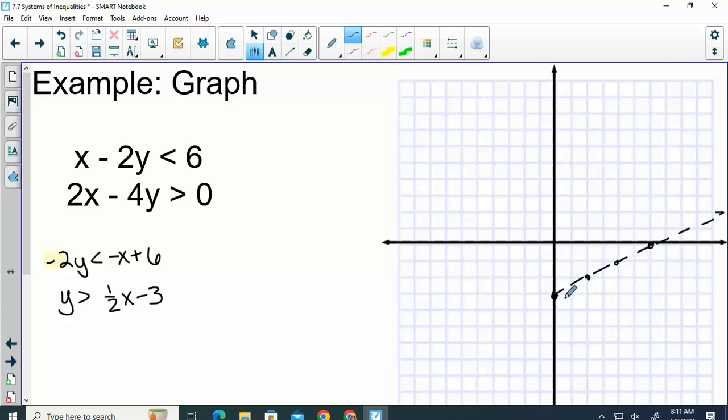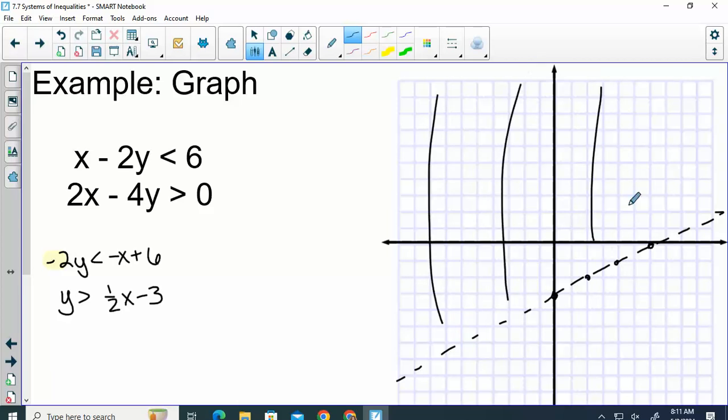Okay, are we shading above or below? Above. Greater than is above, or if you put in 0, 0, you get 0 is greater than negative 3, which is true. So we're shading this part. All right, second one. Wait. Did you flip this? Oh, no, you did.